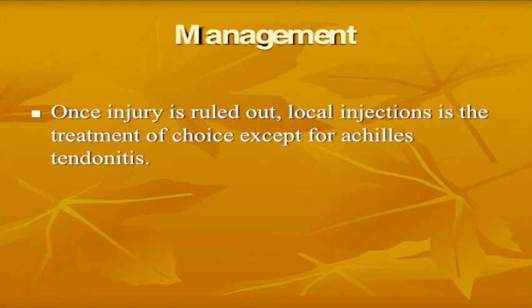local injections. So after ruling out injury, that's one thing. Because lots of times we assume that this is just tendinitis, but it will turn out that they had an injury actually, a ruptured tendon. Then if you do an injection, then you're actually causing harm. So like this, we also cause a lot of harm.